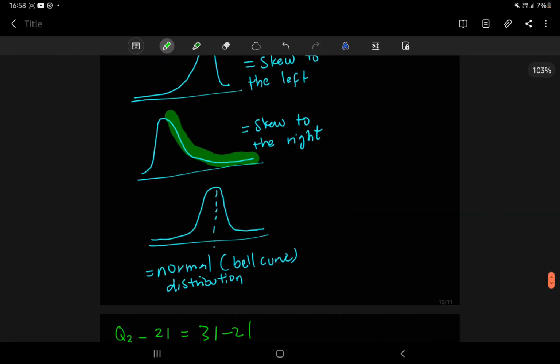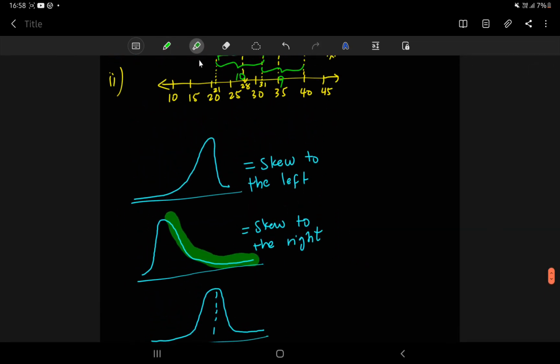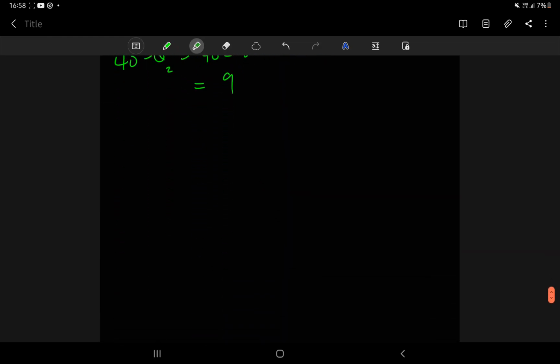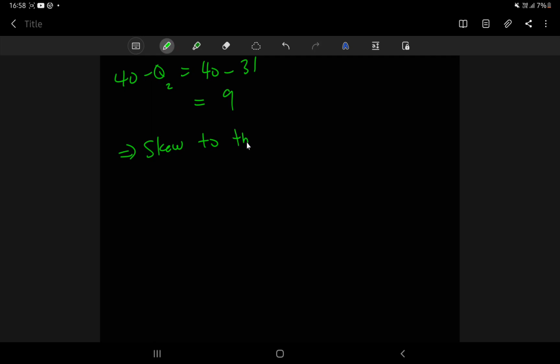So I can say that it is longer to the left, like this. So it is skewed to the left, right? Because it is longer on the left side. So it is skewed to the left. Why? Because the left tail is longer than the right tail.